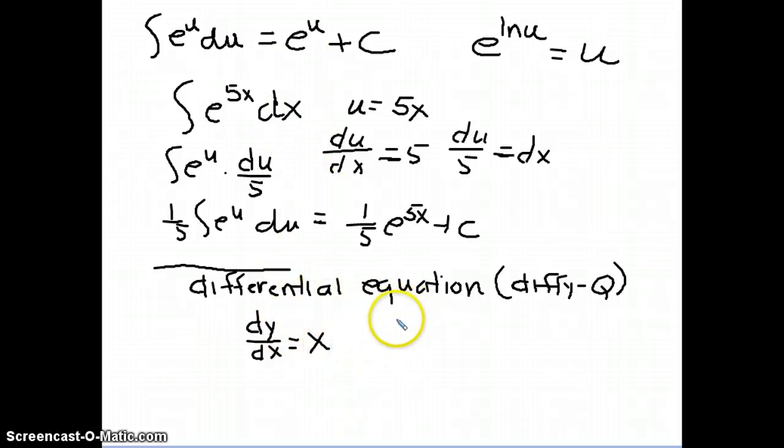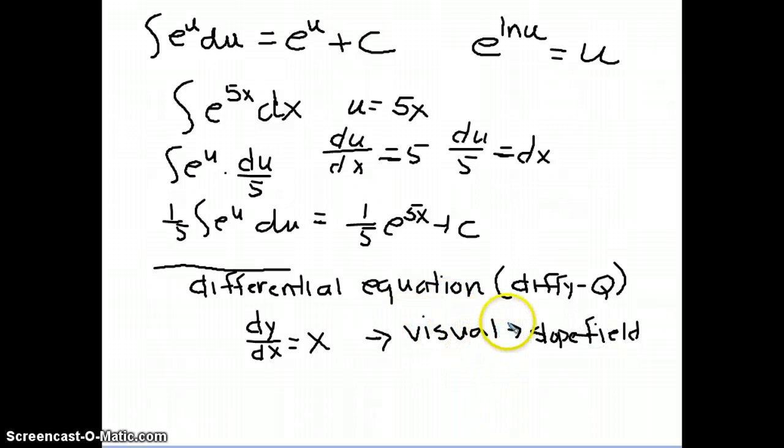Now, a differential equation is special because you can get a visual for what the differential equation is, and you can get a visual for what this solution would be, this family of curves that solves that differential equation. That visual, which gives you a picture of the differential equation and then in turn a picture of the family of curves, is called a slope field. This lesson today is just on sketching the slope field, nothing else.